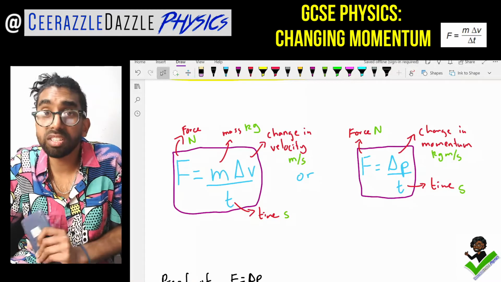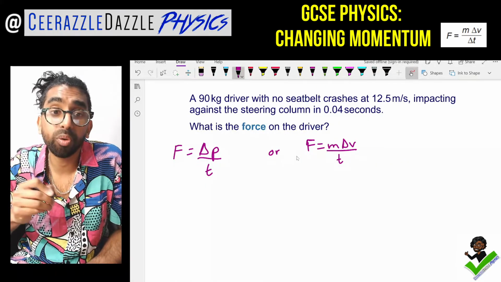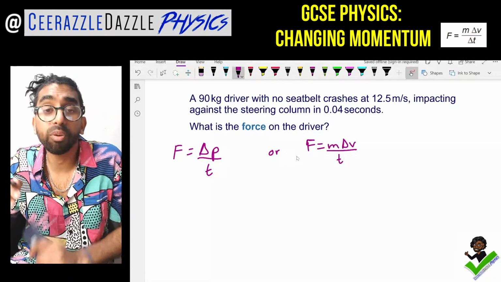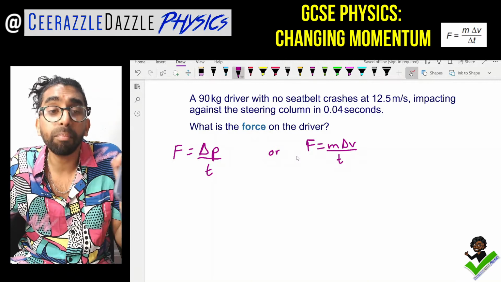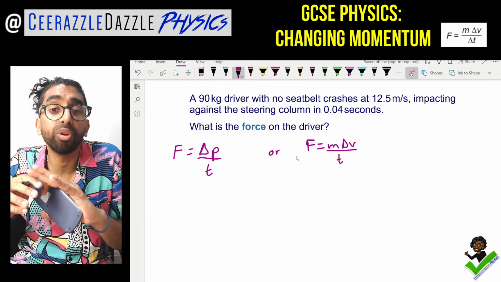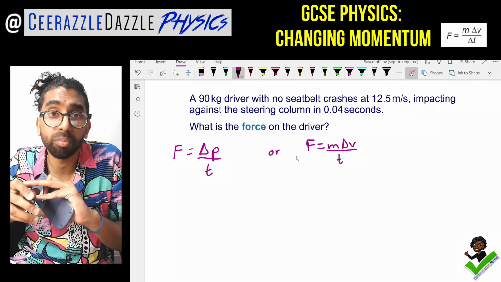All right, let's test our understanding with the following question. A 90-kilogram driver with no seatbelt crashes at 12.5 meters per second, impacting against the steering column in 0.04 seconds. What is the force on the driver?